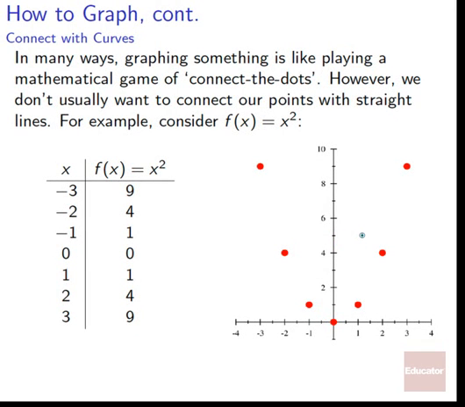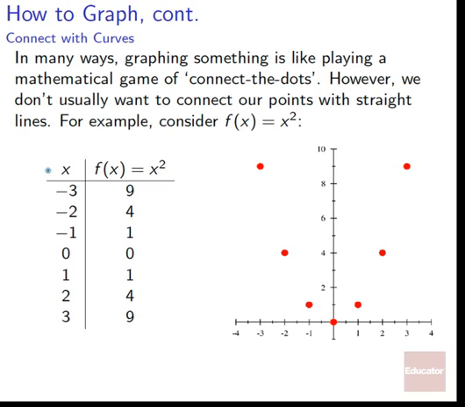However, straight lines aren't necessarily the best way to connect all of our graph points together. In many ways, graphing is like playing a game of connect the dots, a mathematical game of connect the dots, but we don't necessarily want to connect with straight lines. So we usually want to connect with curves. For example, let's consider f of x equals x squared.